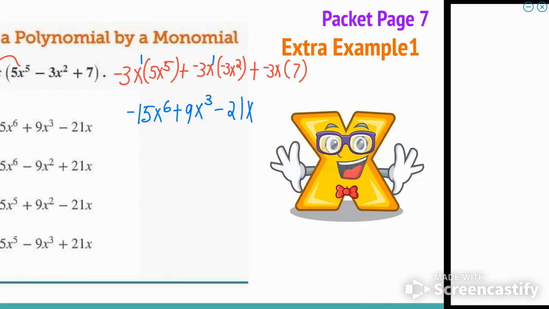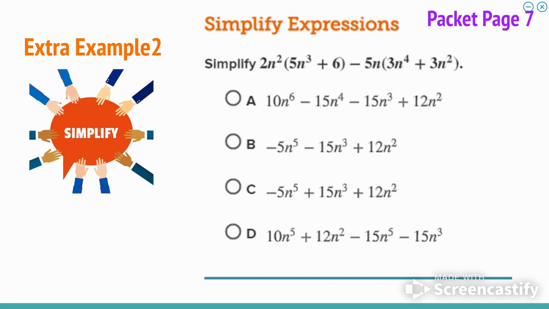All right, let's take a look at extra example 2. We've got a lot going on here. So we have to distribute twice, it looks like. First we distribute 2n into 5n to the 3rd. That's 2 times 5, that's 10, n to the 6. Or wait a minute, 2 and 3, going too fast, that's to the power of 5, plus 12n squared.